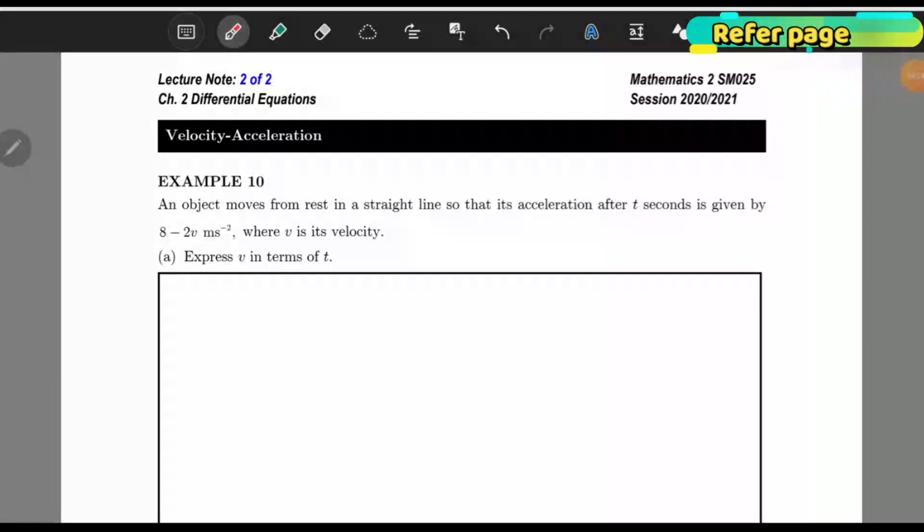And the last application for today is a problem related to velocity and acceleration. So this is more to physics quantity, right? So we go to example directly here. Example number 10. An object moves from rest. The word rest here means the starting is 0.